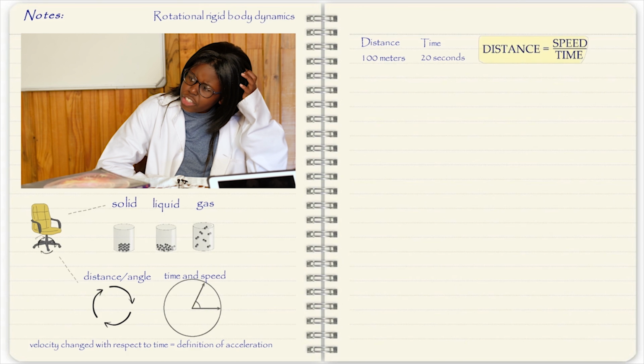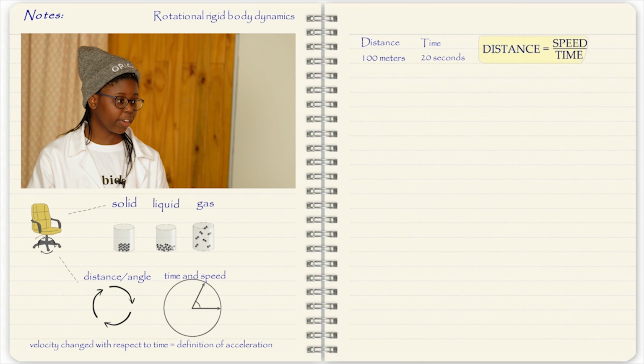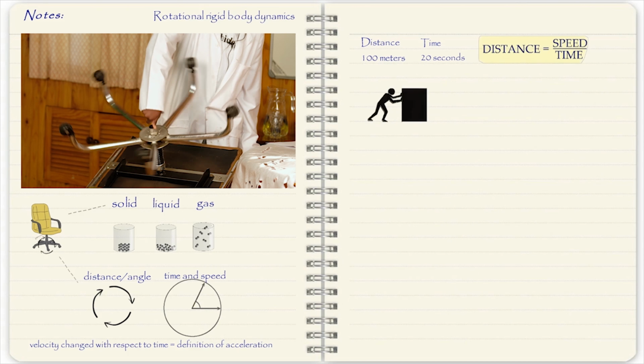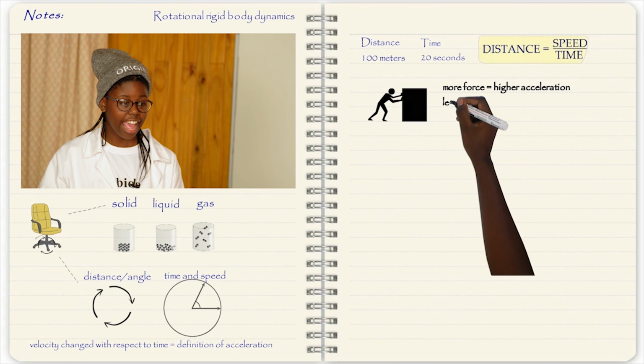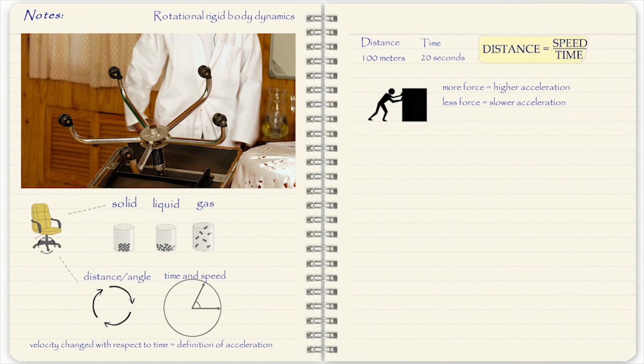How does what we learned during the race link to rotational rigid body dynamics? The same equations we used in the race are applicable. If I apply a larger force, there will be a higher acceleration. If I apply a smaller force, there will be a lower or slower acceleration.